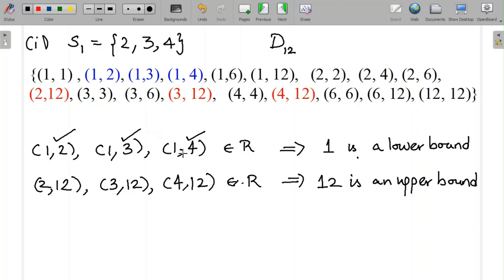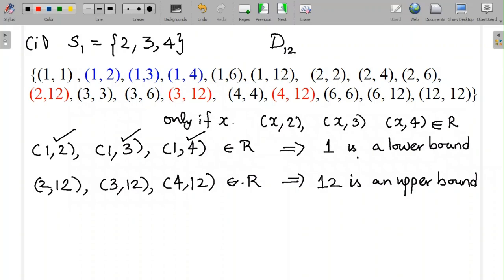However, we do not see any other lower bounds of this subset. There is no other number x such that (x, 2), (x, 3), and (x, 4) are part of the relation. These three ordered pairs belong to the relation only if x is equal to 1. Only if x is equal to 1, we have (x, 2), (x, 3), and (x, 4). So 1 is the only lower bound.